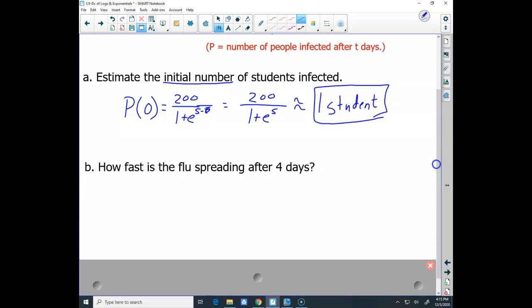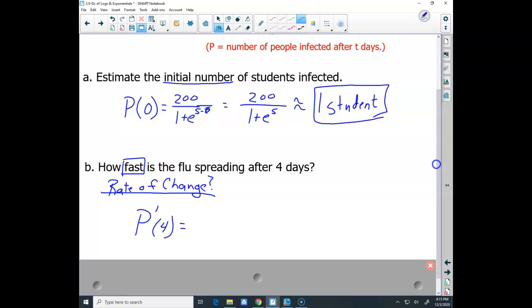How fast is the flu spreading after 4 days? How fast? Doesn't that sound like a rate of change? How fast is it moving? What's the velocity at which this virus is moving? Well, that's really making me figure out what P prime of 4 is.